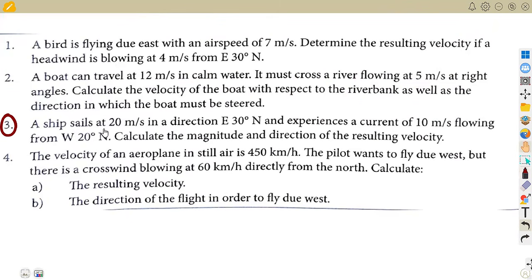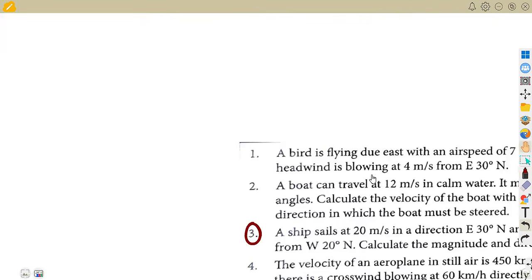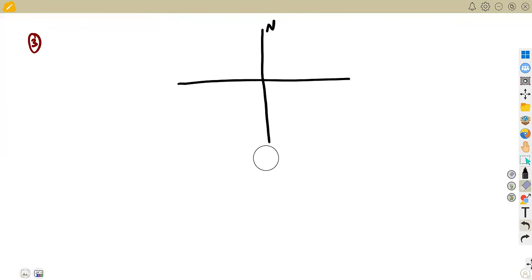All right, so we've got a ship that sails at 20 meters per second east, 30 degrees to the north. So like I said, the issue of the North Pole: east, 30 degrees to the north. So let's start with our North Pole first. This is question 3. So you're going to have something of this nature. That's our north in this case. So we're given that this is flowing north. Let me finish first.